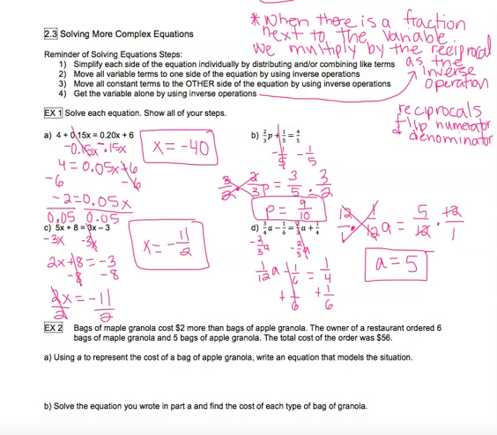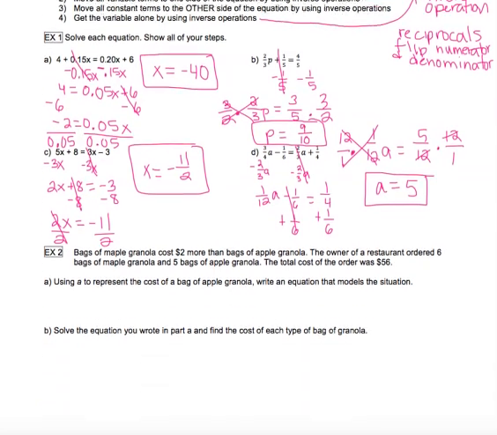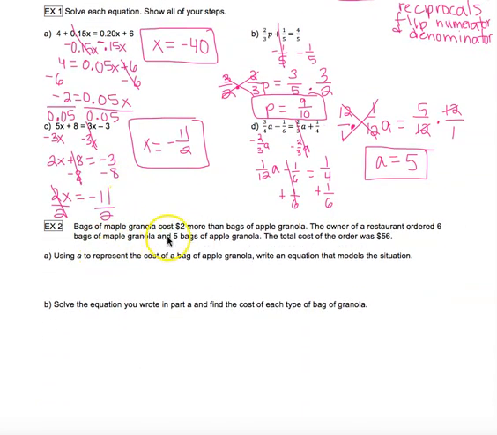Okay, so now we've got a word problem to look at. Bags of maple granola cost $2 more than bags of apple granola. The owner of a restaurant ordered 6 bags of maple granola and 5 bags of apple granola. The total cost of the order was $56. Using A to represent the cost of a bag of apple granola, write an equation that models the situation.